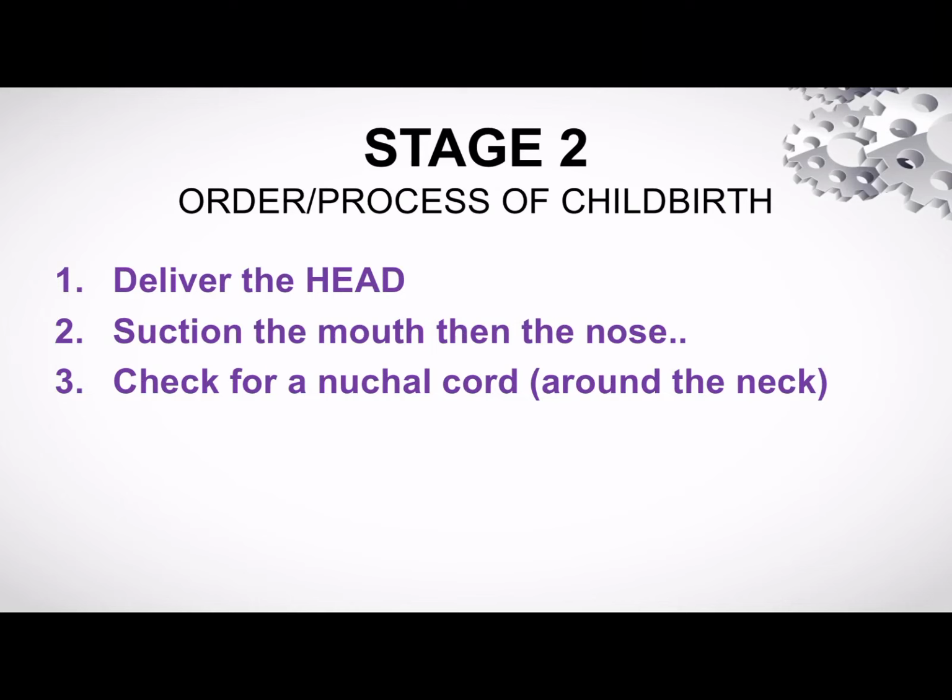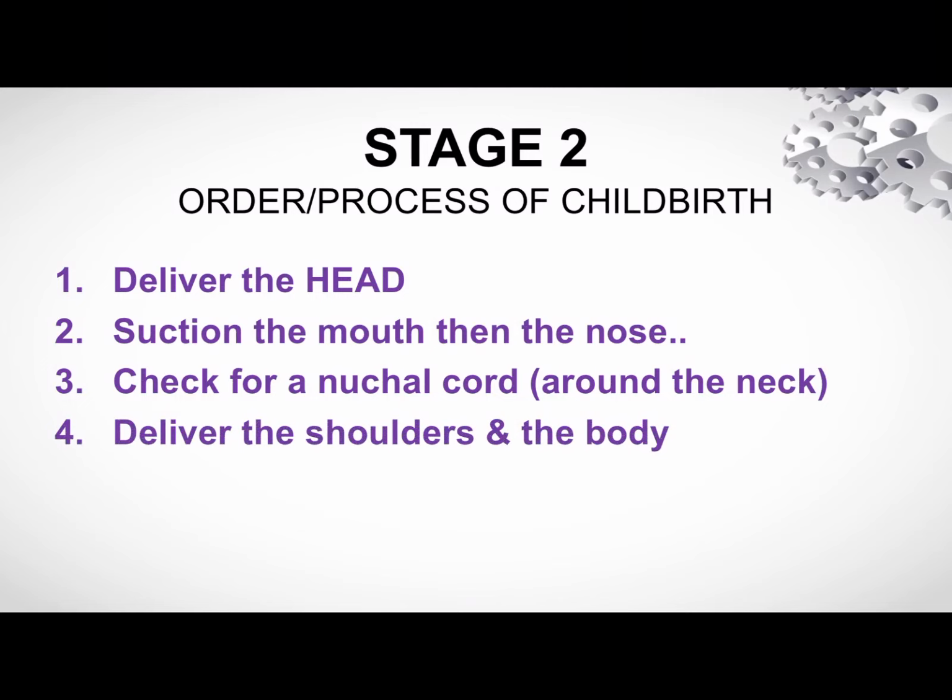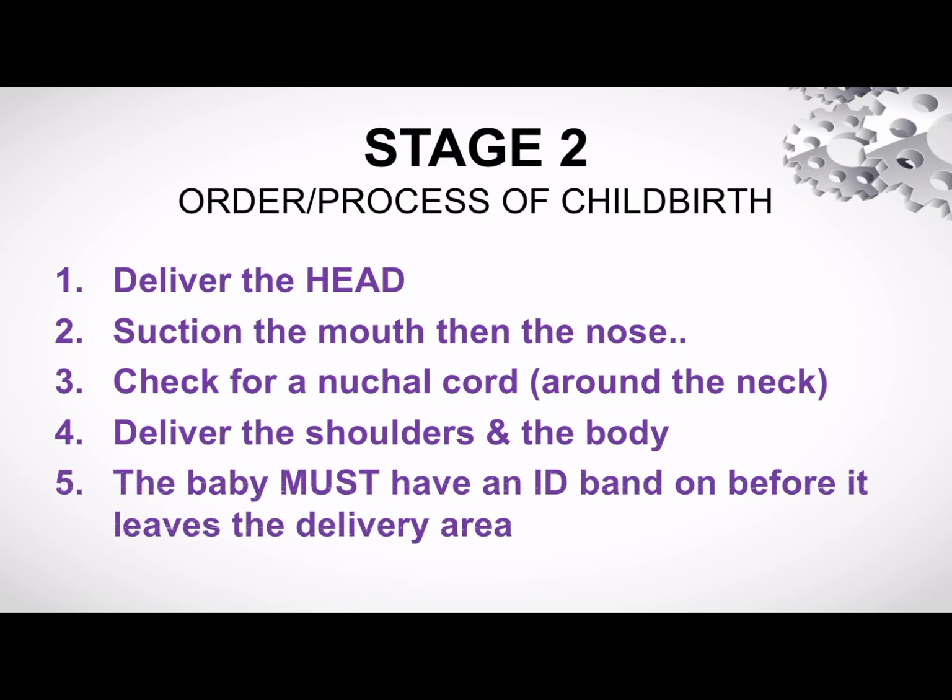We also have to check for a nuchal cord around the neck. So we check if there is an umbilical cord coiling around the neck of the baby. Then we deliver the shoulders and the body. After that, it is very important that we have an ID band attached before the baby leaves the delivery area. That is for the purpose of identification.